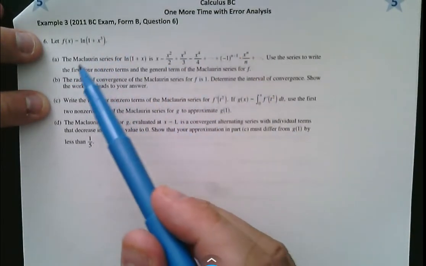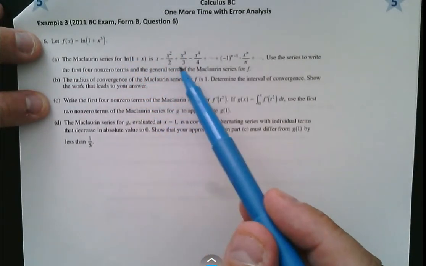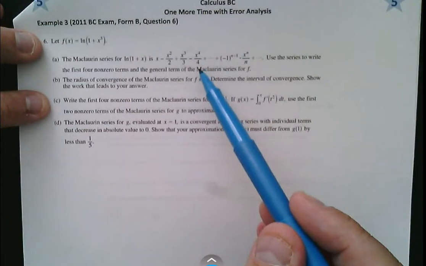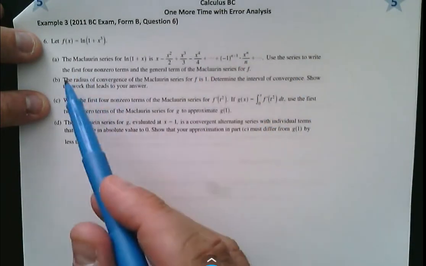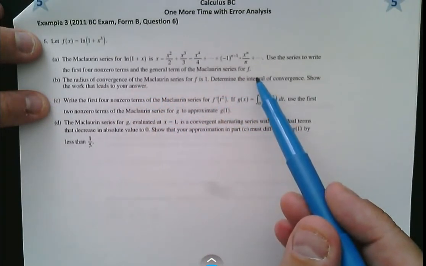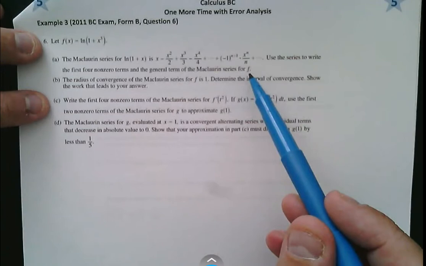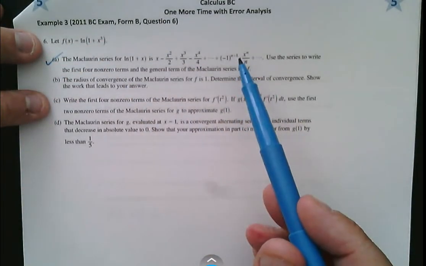Okay, the Maclaurin series for natural log of 1 plus x is x minus x squared over 2 plus x cubed over 3 minus x to the 4th over 4, and so on. Use the series to write the first 4 non-zero terms and the general term of the Maclaurin series for f. This is not what we're going to focus on, but I would expect that that's pretty straightforward at this point.